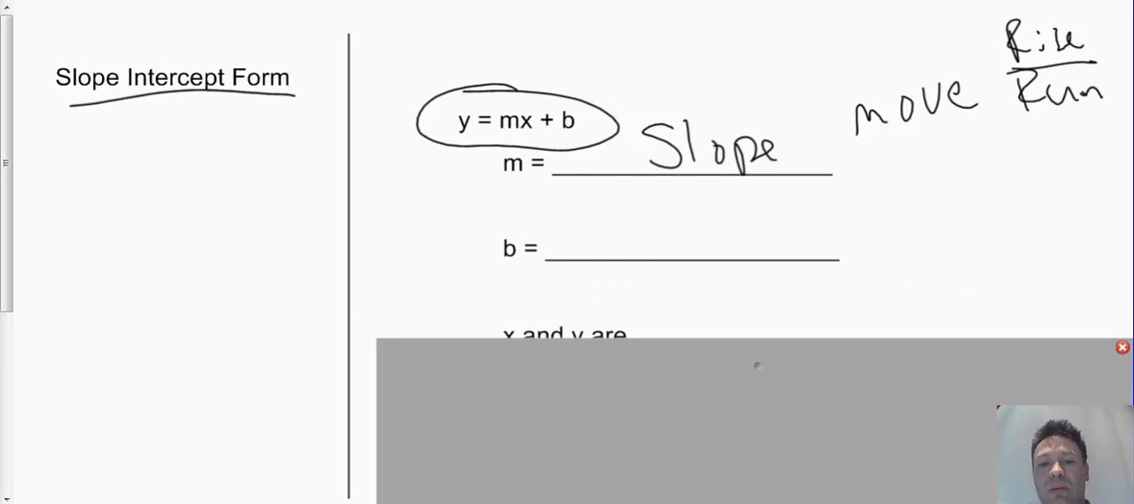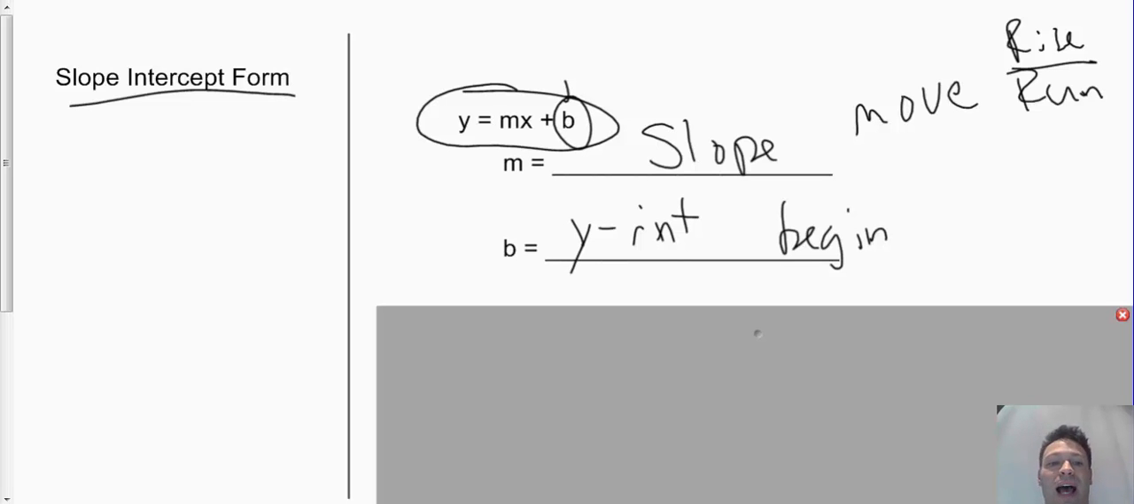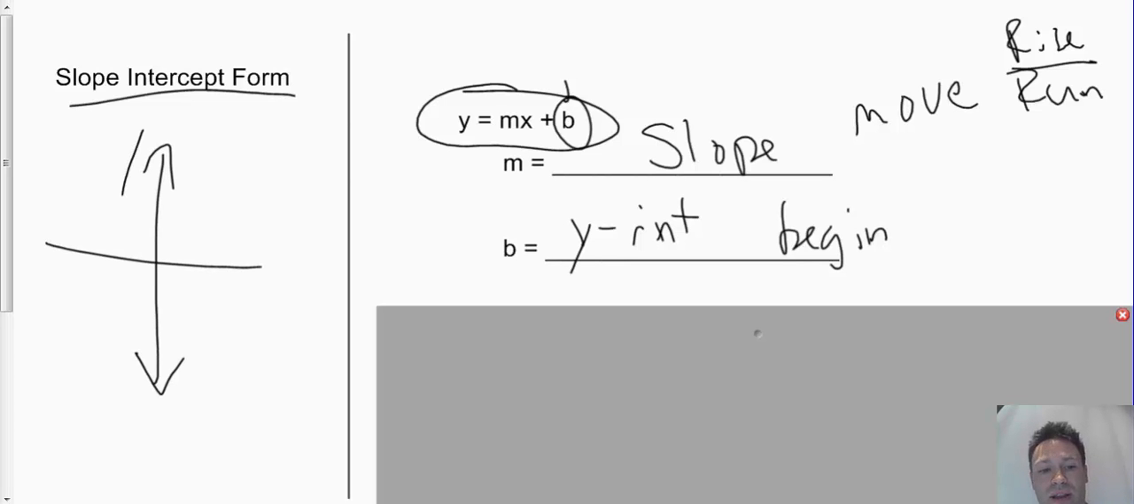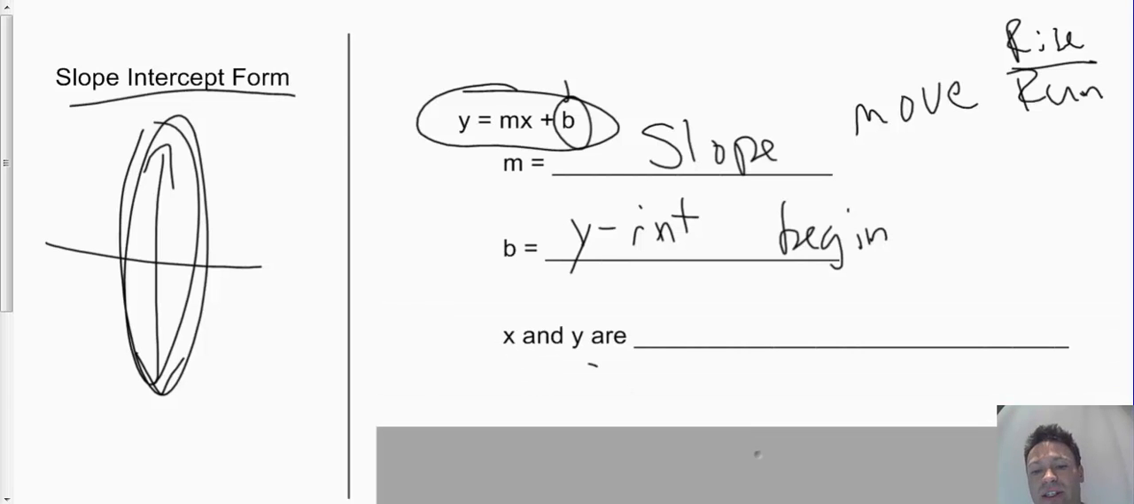B, that is my y-intercept. It's always my beginning. It's where I always begin graphing a graph. If I'm given something that looks like y equals mx plus b, whatever this number is where I start on the y-axis, that vertical line that goes through the graph, this one right here. Okay, x and y, this is going to become important in 2 days.